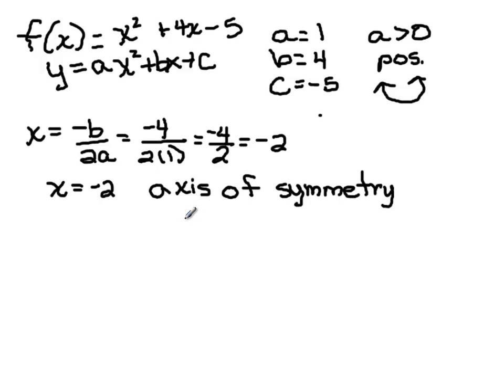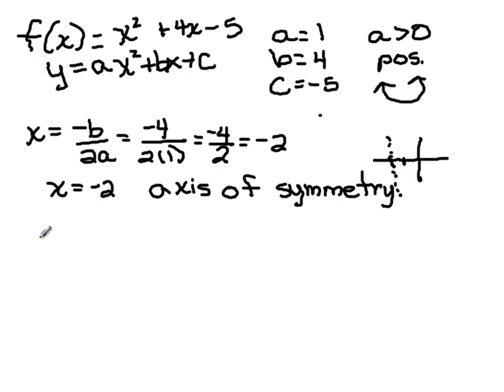Remember that if we have x equals a number, this makes a vertical line. If I graph it, and I'm just going to come over here and do a really rough sketch, this comes out 1, 2 on the negative 2 and becomes a vertical line, and my parabola is going to match up on either side of this vertical line so that I can fold it in half and it matches.